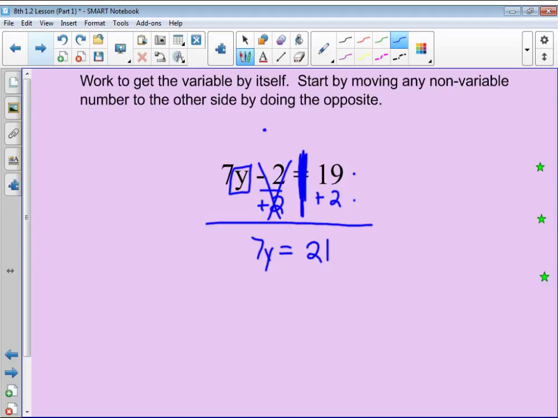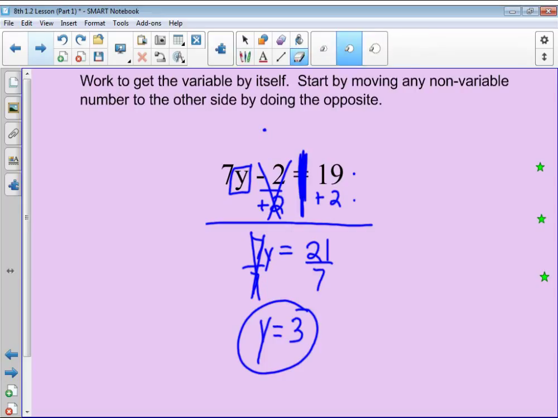Now we're back down to a one-step equation that we solved in lesson 1. So our next step is to go ahead and get that 7 times y separated out. Right now, the opposite of multiplying is to divide. So we're going to divide by 7 to get it away from the y. So we'll come over to the right side of our equal sign and divide by 7. We now have y by itself equals 21 divided by 7 is 3. So here we found out that y equals 3.